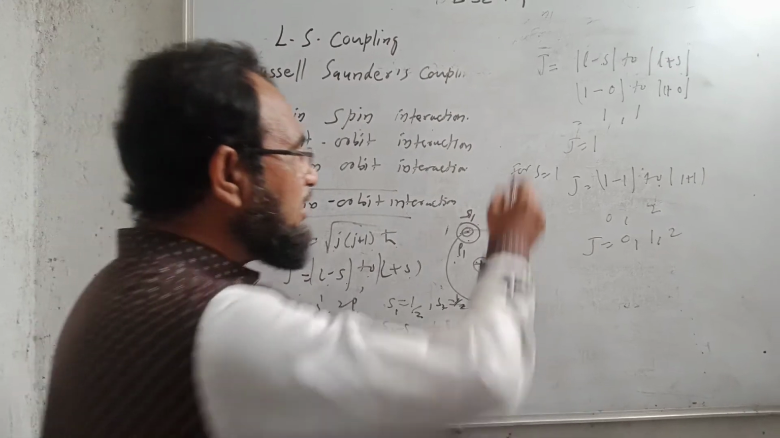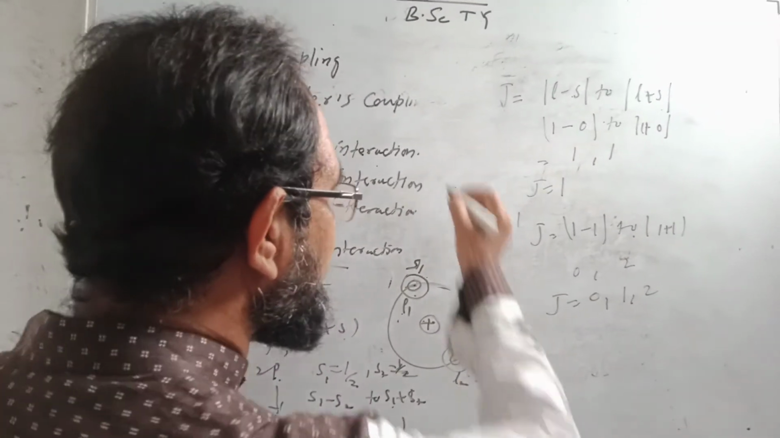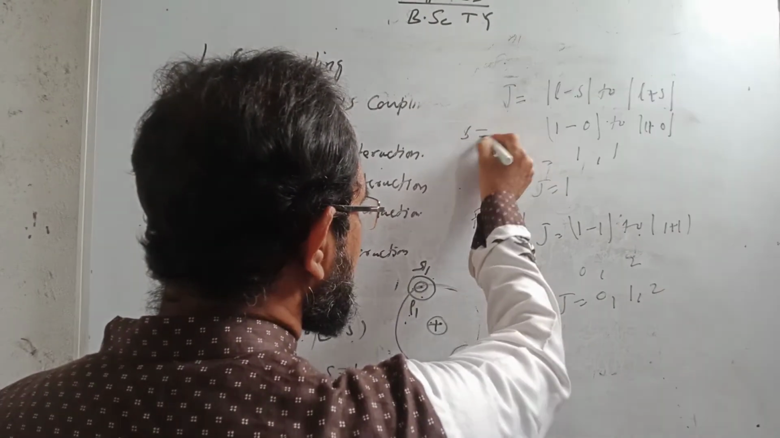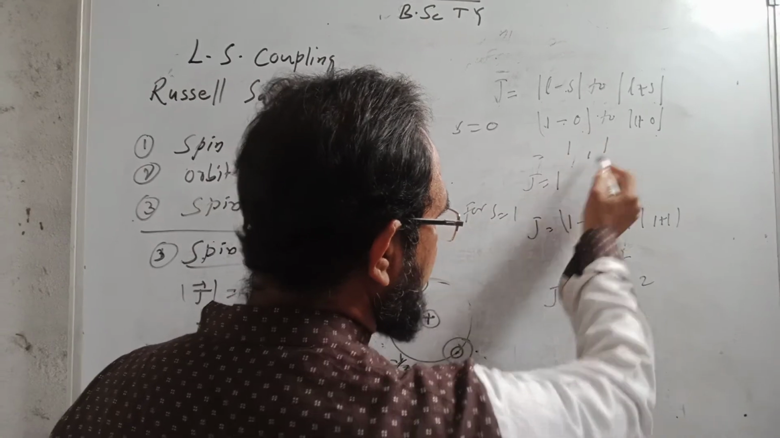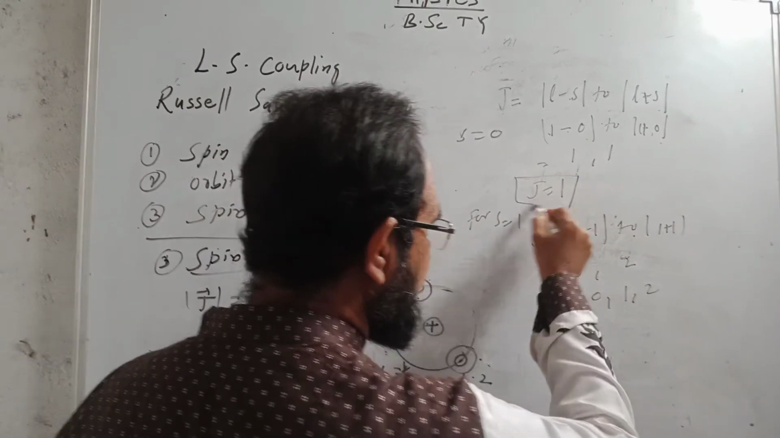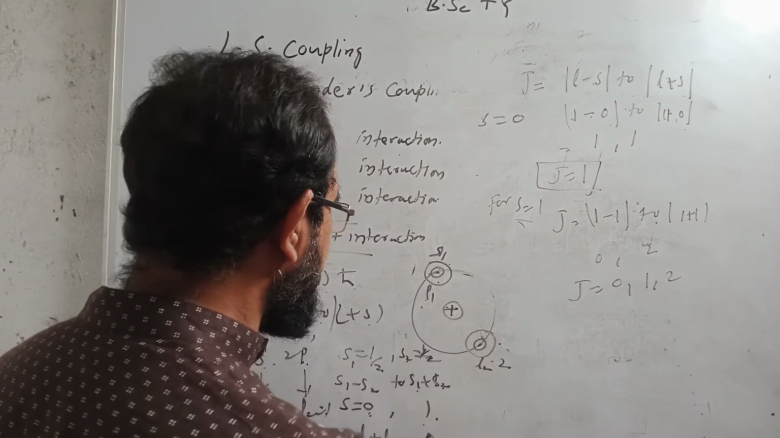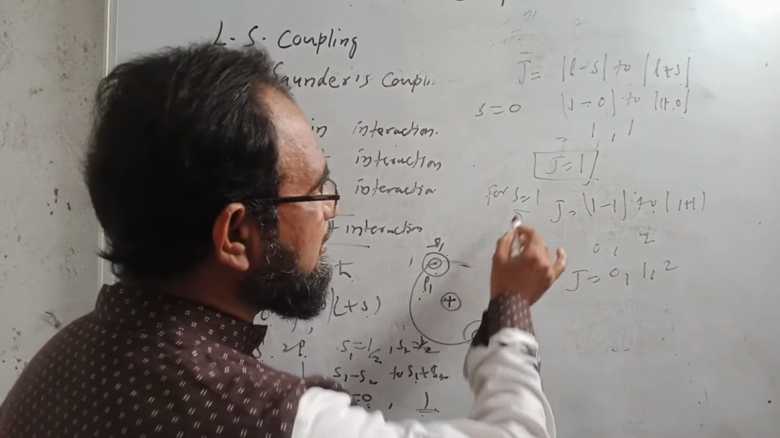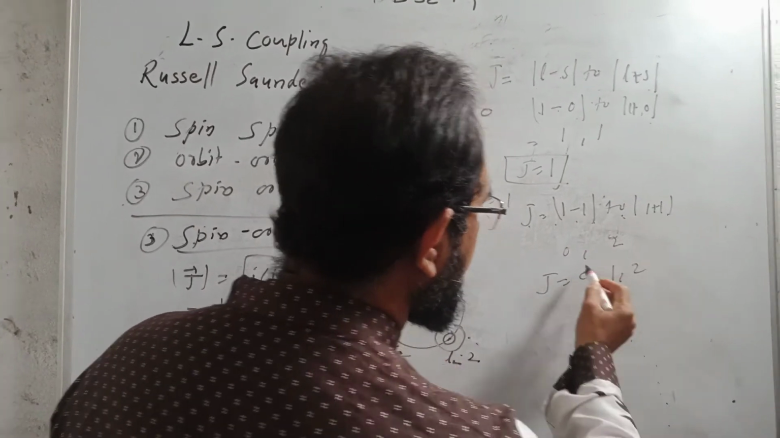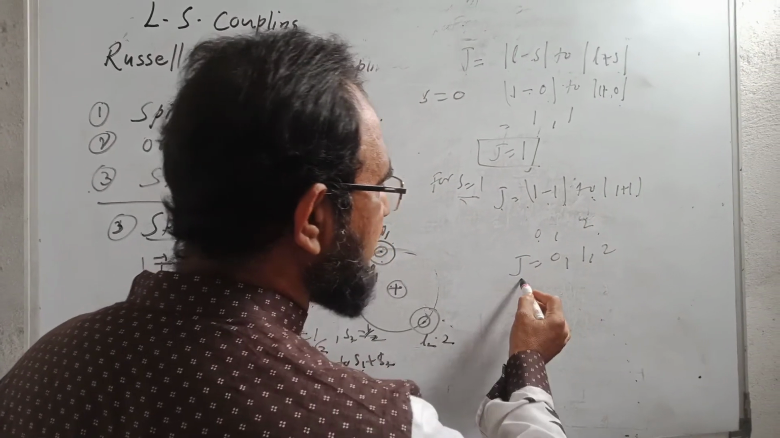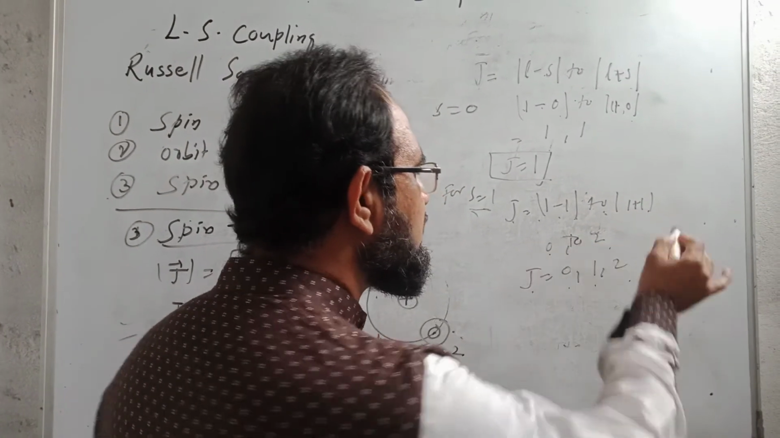Now, the value of J will be L minus S to L plus S. So first I will take the value of S as 0. So 1 minus 0 to 1 plus 0. Here also 1, here also 1, means the value of J is 1. Then for the second value of S as 1, S has two values, 0 and 1. So for the second value 1, J is equal to 1 minus 1 to 1 plus 1. So 0 comma 2, means J has the values 0, 1 and 2.